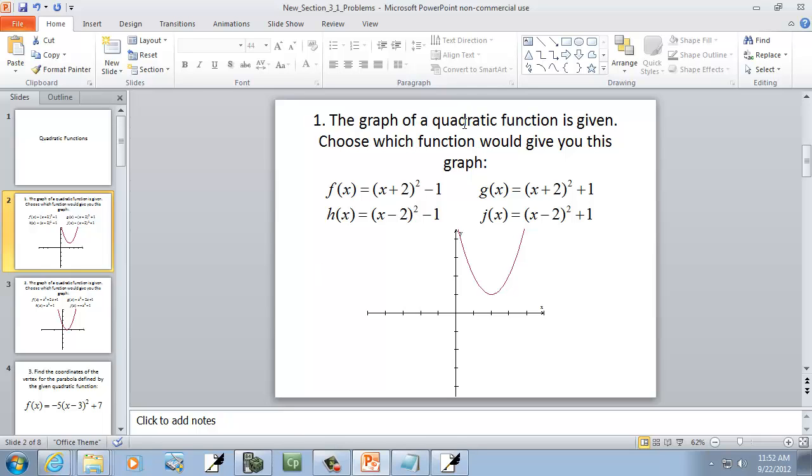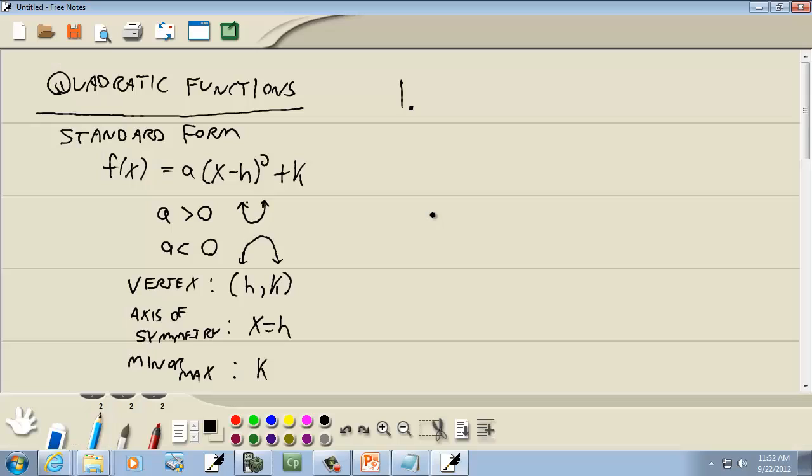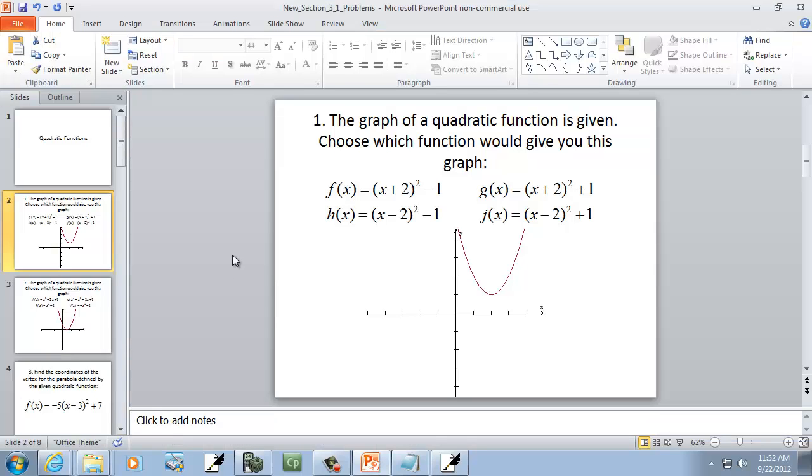Let's take a look at this first problem here. It says the graph of a quadratic function is given. Choose which function would give you this graph. Well, remember what our basic graph looks like for f of x equals x squared. Here's y is equal to x squared from our basic graphs. It looks like this. Now if we put numbers with it, then it shifts it. Remember, if a number's at the end, it shifts it down or up. This negative 1 here would mean down 1. Well, this doesn't look like a shifted down 1. It actually looks like a shifted up 1.